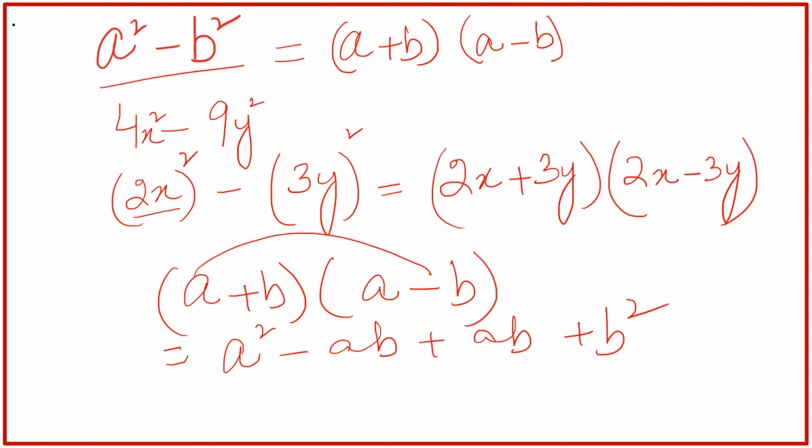Sorry, this is negative, plus times minus is minus. So here we have negative. See, this is negative ab, this is positive ab. Same variable but opposite sign will cancel. Only we have a square minus b square. So a square minus b square is equal to a plus b into a minus b. So this factorization is based on this formula, and this one again you have to memorize.